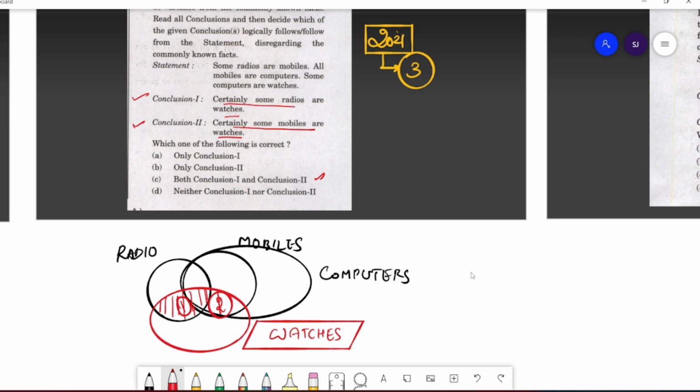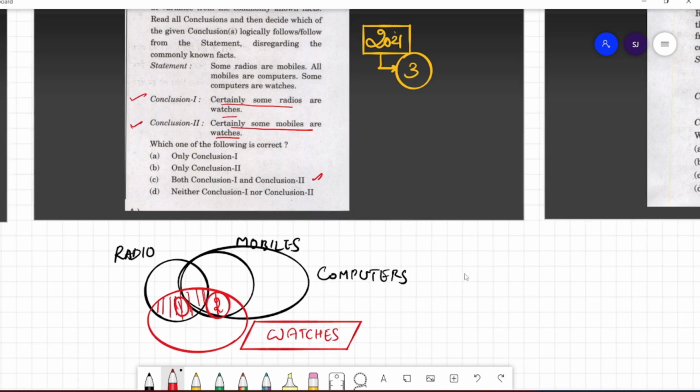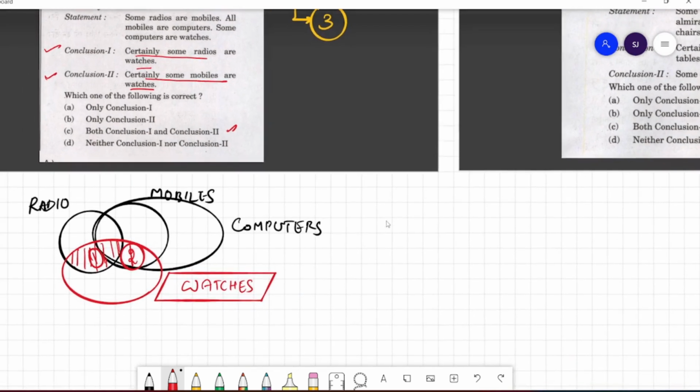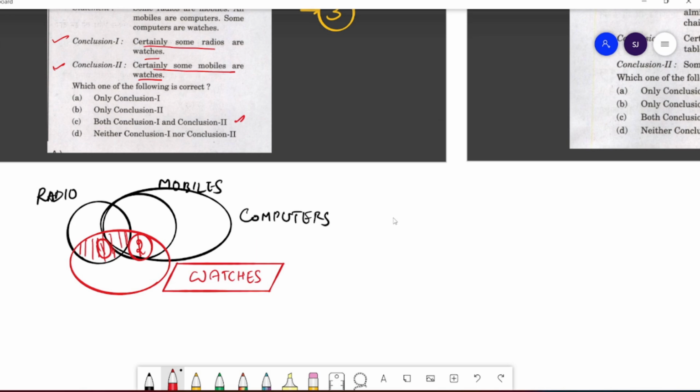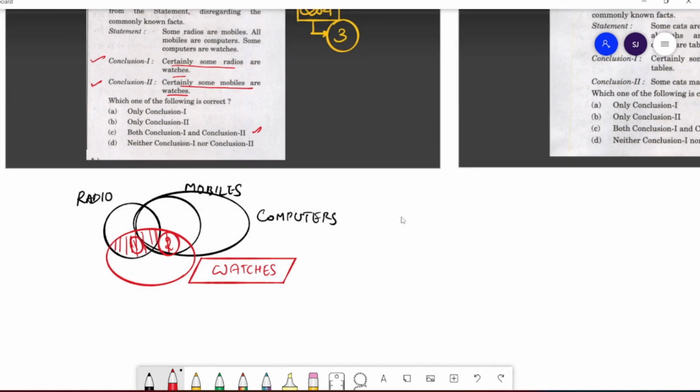Certainly some radios are watches, if it is true. Certainly some mobiles are watches, if it is true. We should have a diagram in one other way. So one other way is, look at this point, some radios are mobiles.